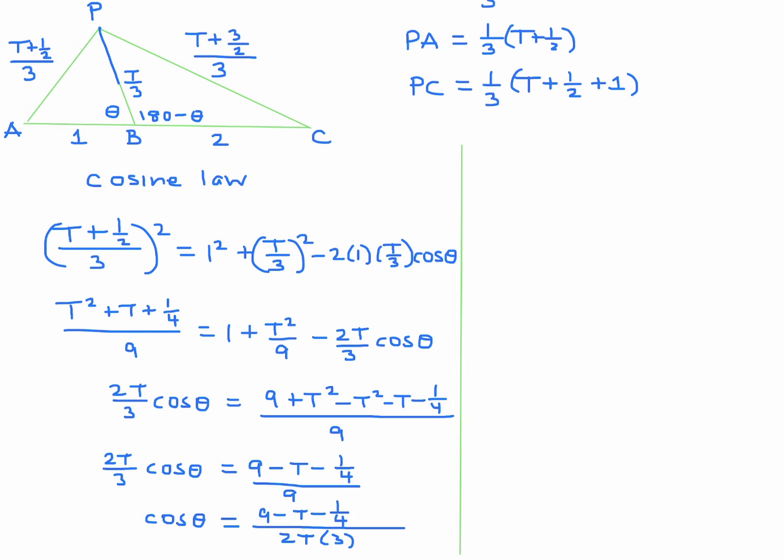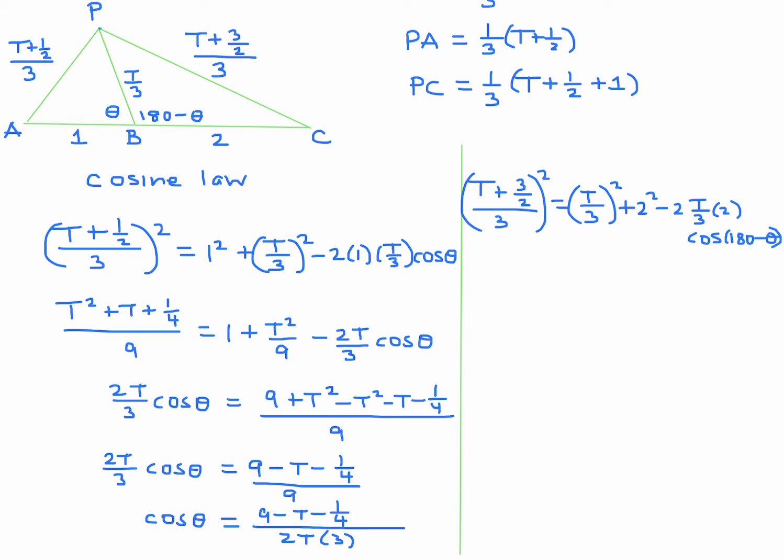Now we will do the exact same thing, but this time on that triangle. So what do we have here? We have ((t plus 3 over 2) over 3) squared is equal to (t over 3) squared plus 2 squared minus 2 times t over 3 times 2 times, this time, cos of 180 minus theta. And we use a nice identity that some of you, I'm sure, remember, that cos of 180 minus theta is actually equal to negative cos theta. So that definitely helps us.